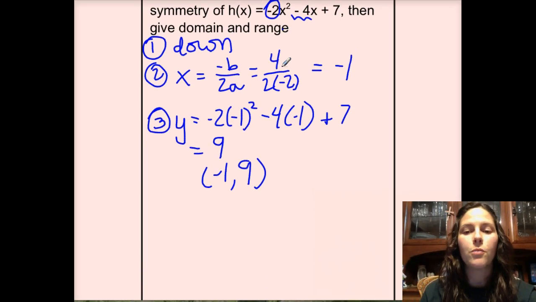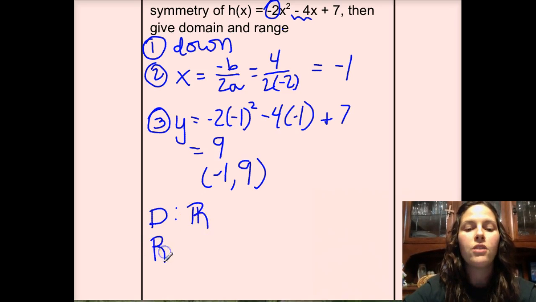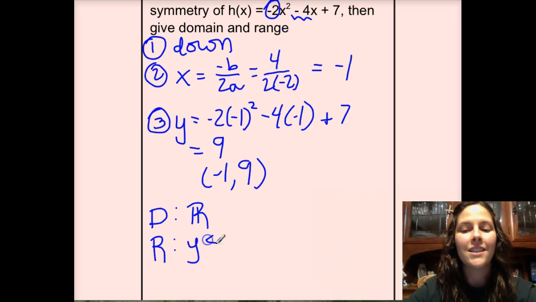Finally, we're going to find the domain and range. It is a quadratic, so the domain is all real numbers. And our range depends on if the graph opens up or down. Ours opens down, so its y is less than or equal to the y coordinate of our vertex, which in this case was 9.